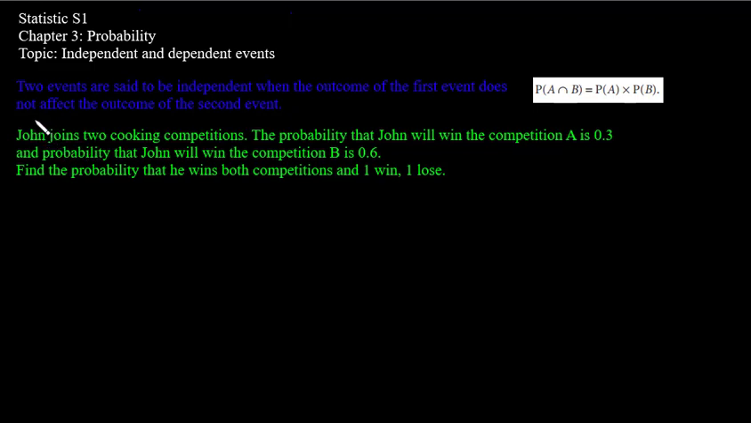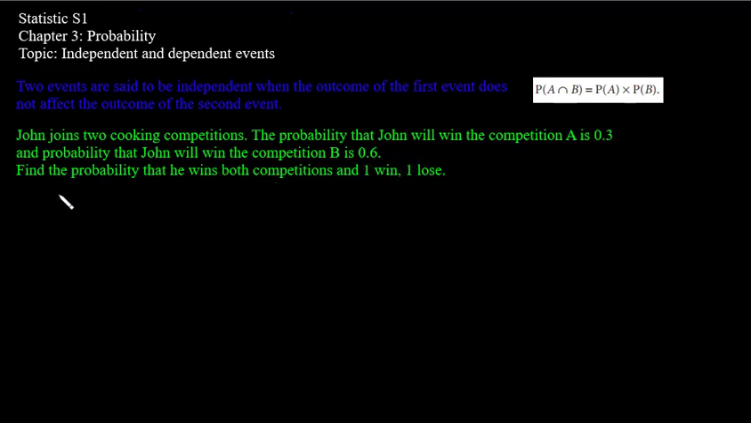So let's take an example to see whether they are two independent events. John joined two cooking competitions, and the probability that John will win competition A is 0.3, and the probability that John will win competition B is 0.6. These two competitions are separate, and whether John wins competition A cannot ensure that he will win or lose competition B. So the outcome of the first competition does not affect the outcome of the second competition. So they are independent events.